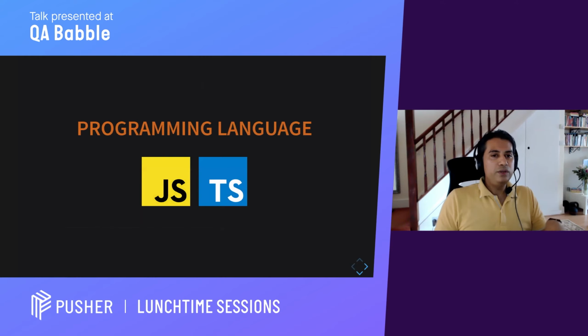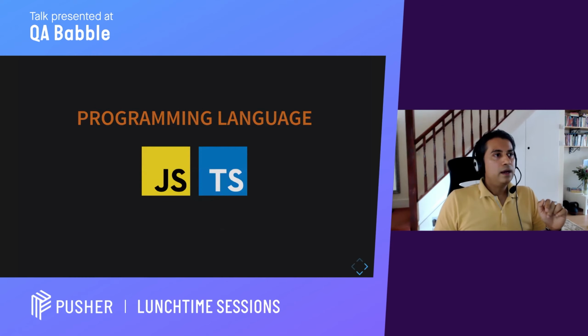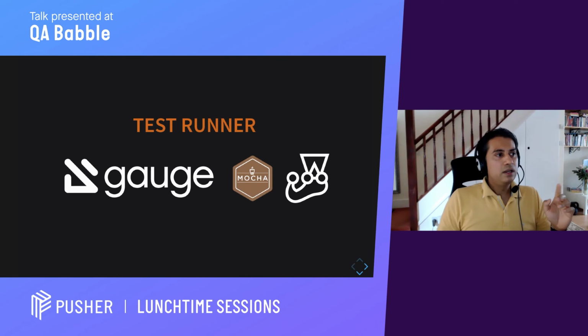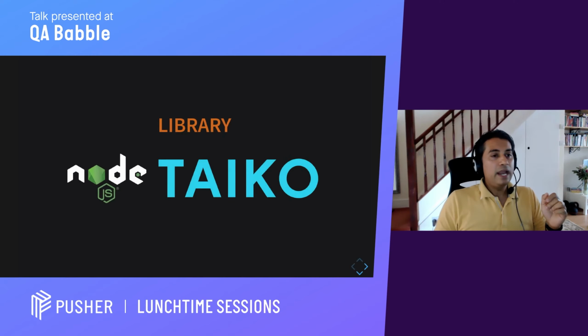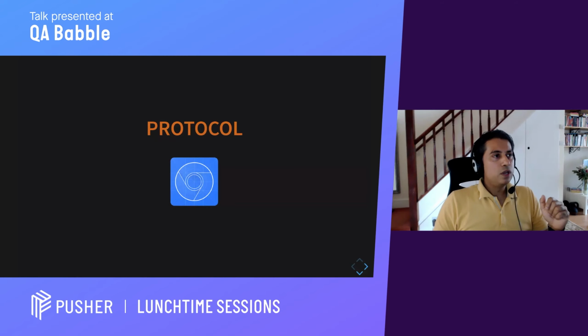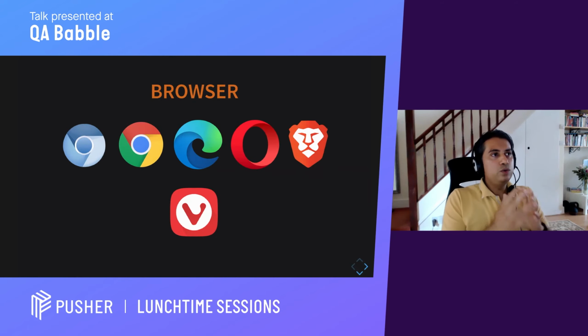You can actually use TypeScript for Taiko, and you can write a script and save it and then run it using Taiko. You will have any of the test runners, Gauge, Mocha, Jest, or any other things. I've not mentioned all the test runners here, but I've mentioned some of the compatible tools with Taiko that have worked, and you can find the examples in their documentation website. And then, of course, you will use the Node.js library Taiko in order for your framework to work. You will use the Chrome DevTools protocol, and you can use any of these Chromium browsers.